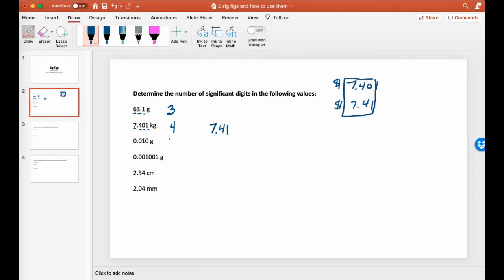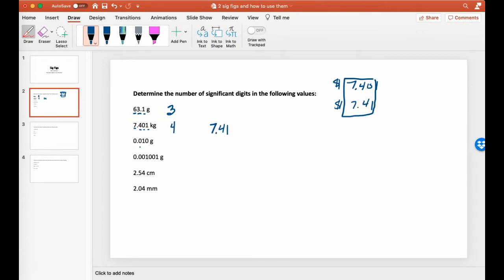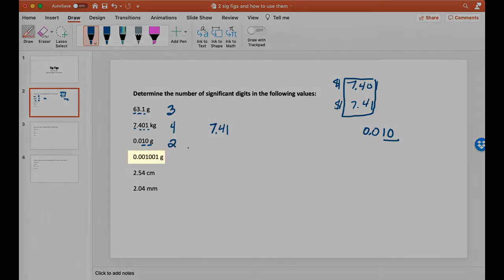Okay. So right here, if you cover up all of this, and you were just to look at 0.0, you still have nothing. You still have no value. And then all of a sudden, the very first significant digit that shows up is a 1. So there's your first significant digit. And then there's your second significant digit. So this one has a total of 2 sig figs.